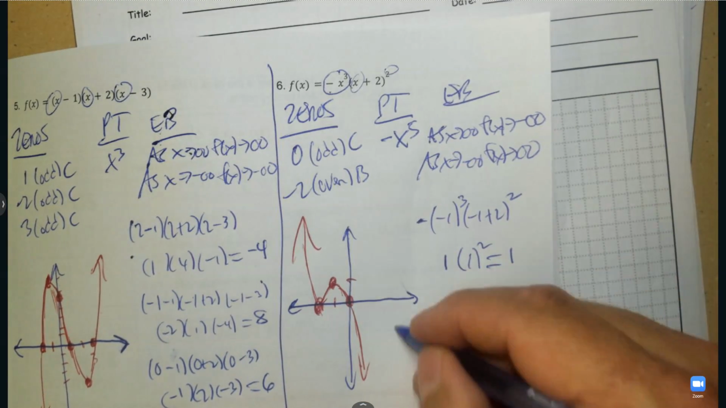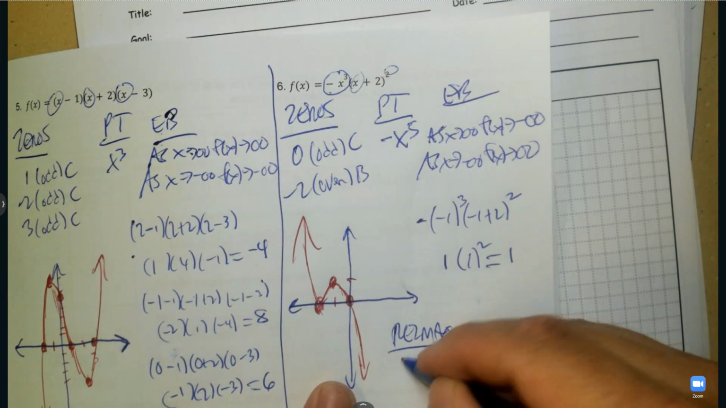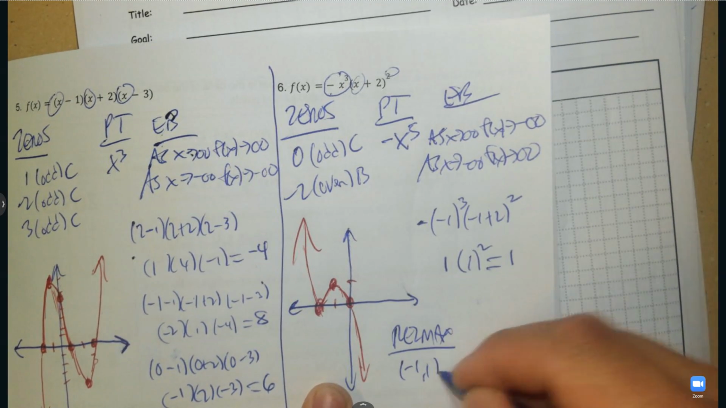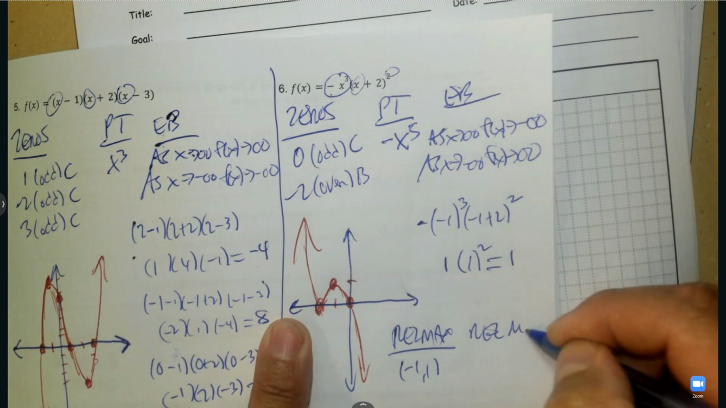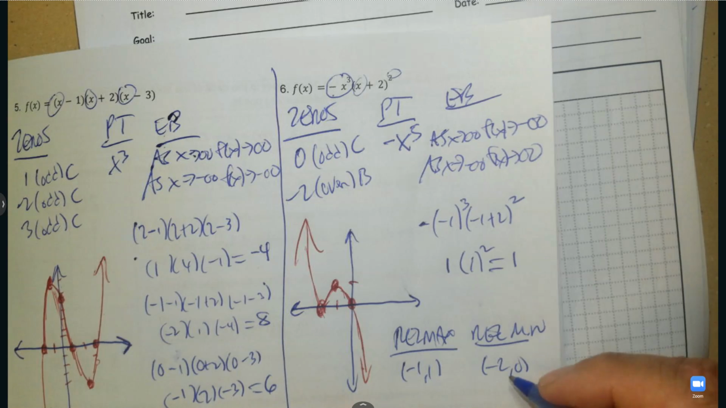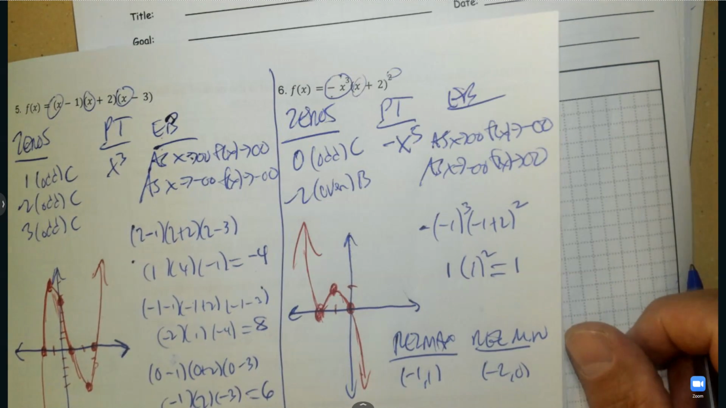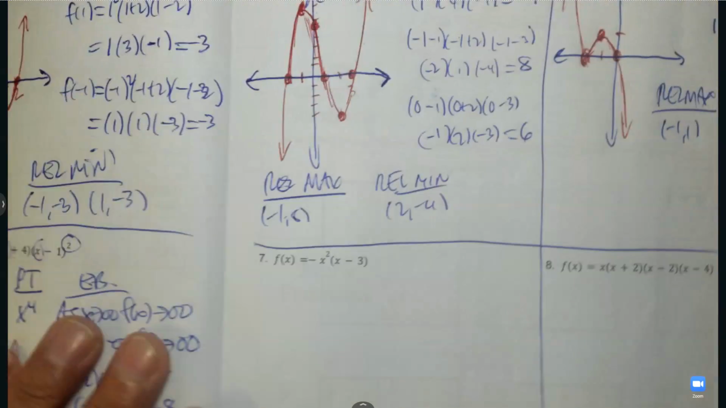All right, turning points. So we have a maximum at negative 1 and 1. We have 2 minimums at negative 2 and 0, and that's it. Sorry, just 1 minimum. So 1 maximum, 1 minimum, and we're done. All right, number 7. 2 more left.